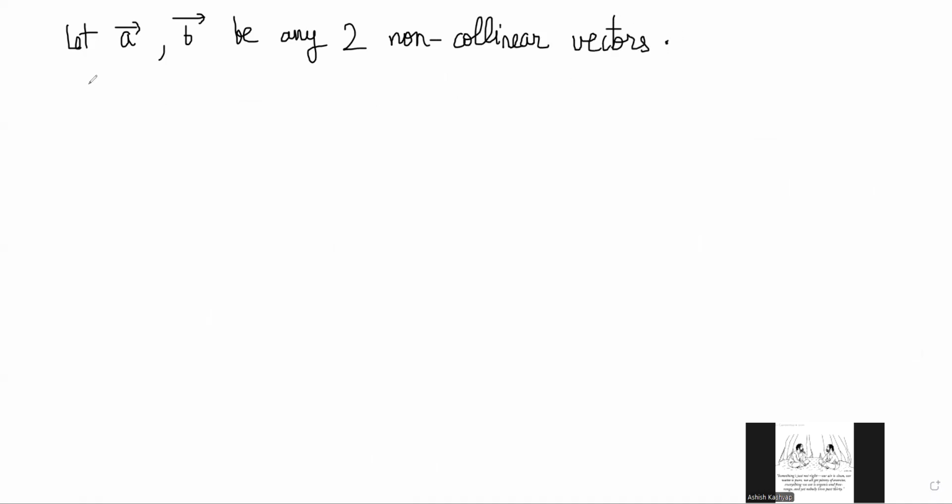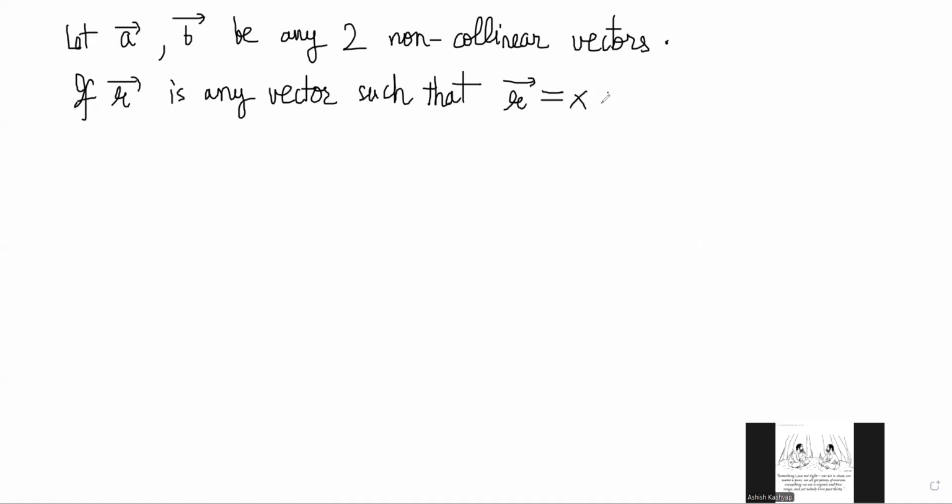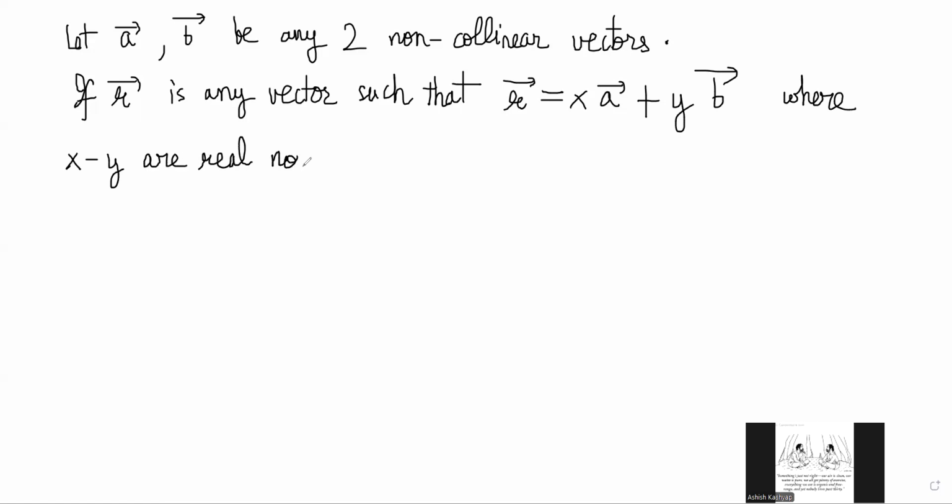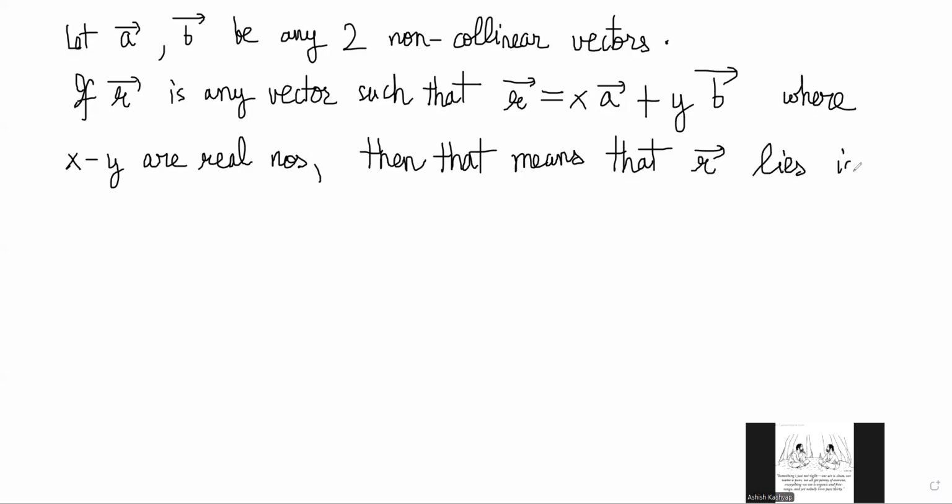So we are saying let A and B be any two non-collinear vectors. If R is any vector such that R vector is equal to x times A plus y times B, where x and y are real numbers, then that means that R vector lies in the plane generated by, lies in the same plane as A vector and B vector.